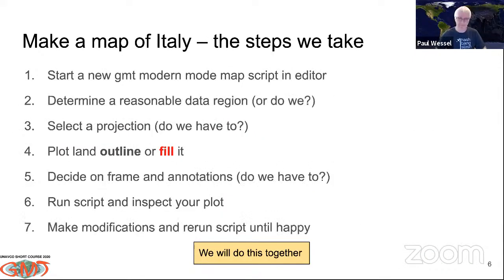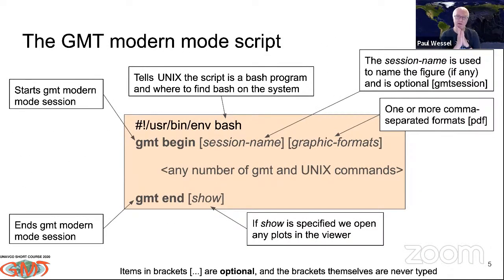Sorry. Fine. The GMT modern mode script. So this is important: we're going to write GMT modern mode scripts. And inside the colored box, you'll see a template for what that looks like. We're going to start off with this bash setup. It's a little different here than what I showed you earlier. This is sort of super portable. It uses the environment program that everybody has to find the bash script. It's similar. I'll probably stick to what I showed you earlier when we start typing.